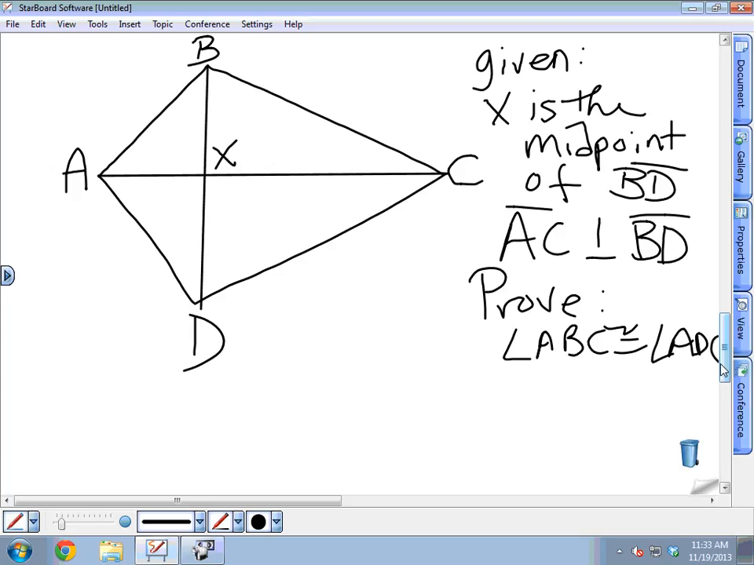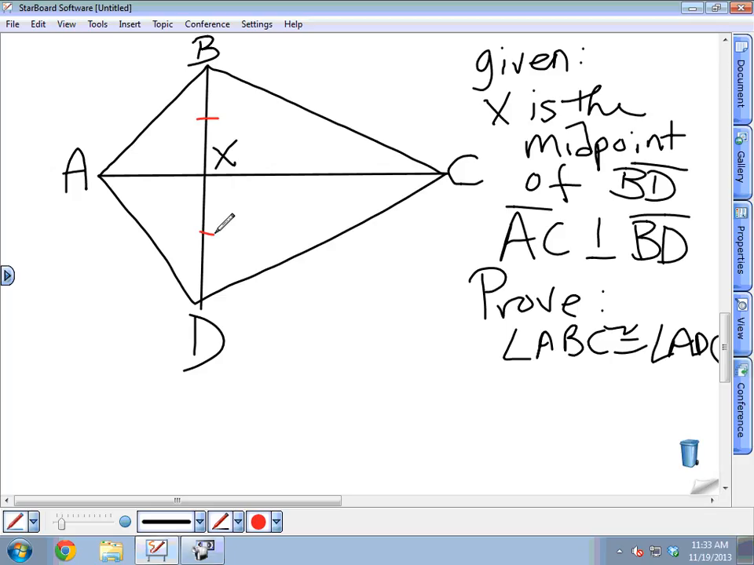So let's mark up our drawing a little bit. What do we know if X is the midpoint of BD and AC is perpendicular to BD? That's given. And how do we want to mark our triangles for that? How do you define a midpoint on a drawing? It means BX is going to be congruent to XD. Line segment BX is going to be congruent to line segment XD. Good. And that's the next statement, right? Yep. Definition of a midpoint.